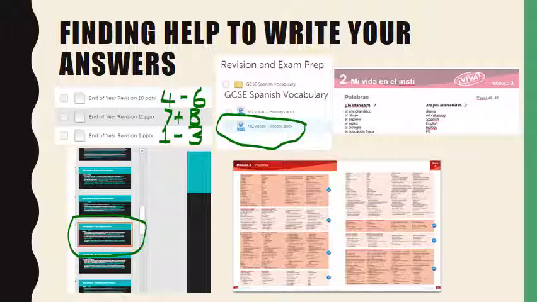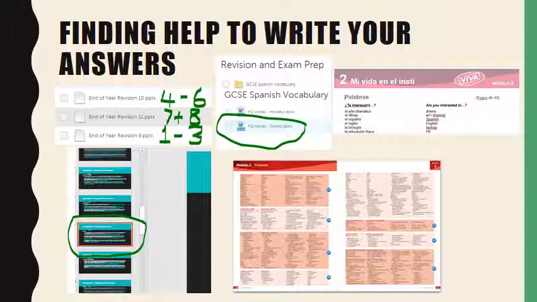The first one I would suggest is probably the best place to start, and that's the end of year revision PowerPoints. Now, these are in the same area of the shared area as where you found the general conversation questions. So GCSE Spanish, revision and exam prep. If you are writing answers to modules 1 to 3, then you'll find some models on the end of year revision 9 PowerPoint, modules 4 to 6 end of year revision 10, and modules 7 and 8 end of year revision 11.